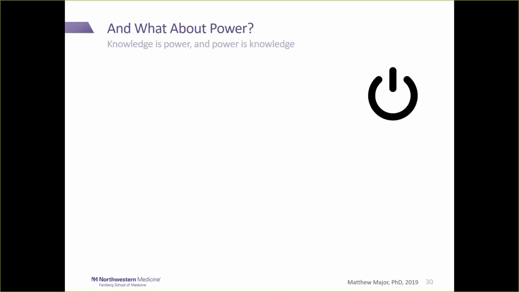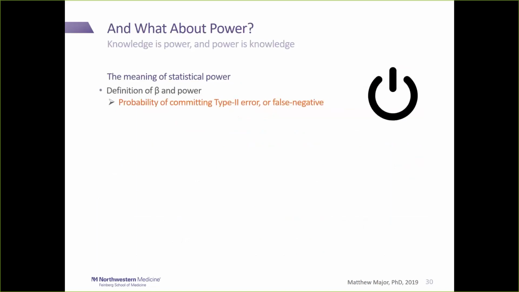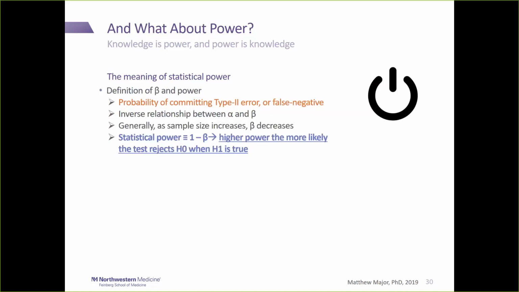Great. All right, so let's go into power and talk about that for a bit. What the meaning of statistical power is and its relationship with beta. So again, remember beta is the probability of committing a type 2 error or your false negative. Something to mention is that there is an inverse relationship between alpha and beta, generally speaking. In addition to that, generally, as sample size increases, your beta is going to decrease. And this is where we get into the concept of statistical power, which is 1 minus beta, in which higher statistical power means the more likely the test will reject the null hypothesis if the alternative hypothesis is true.